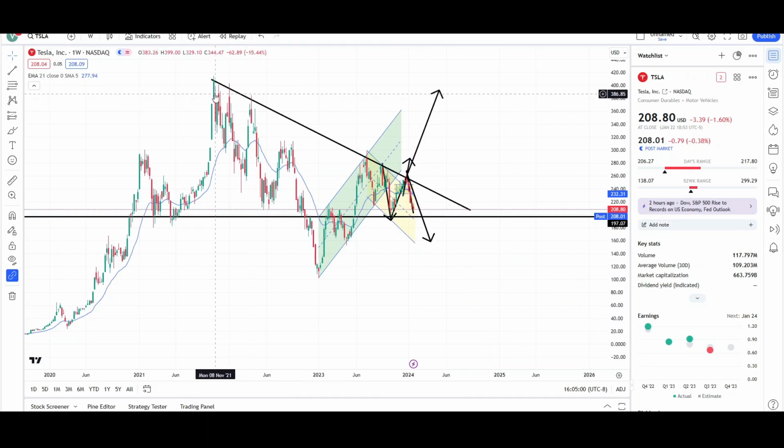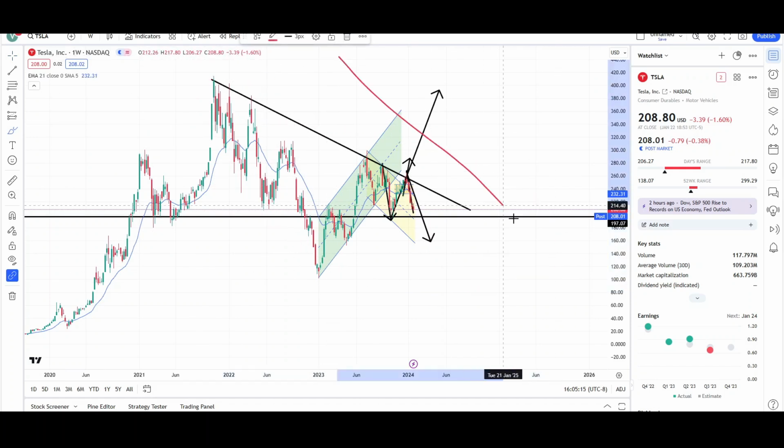Price for Tesla has been going down since November of 2021. It's been making lower lows and lower highs for the most part. So this is still overall a bear market, even though we do have miniature bull markets inside. Overall, it's still a bear market. So it's still bearish for Tesla.